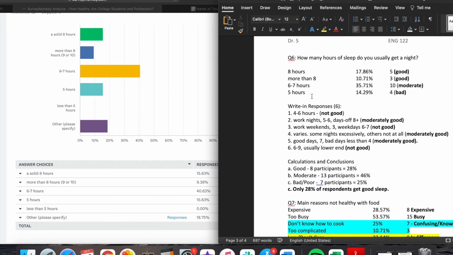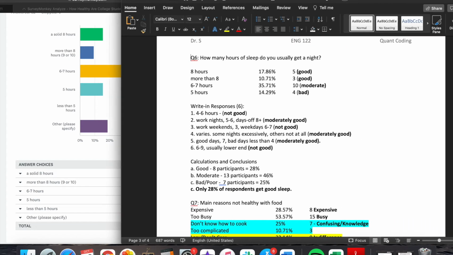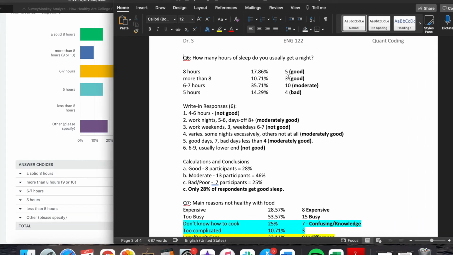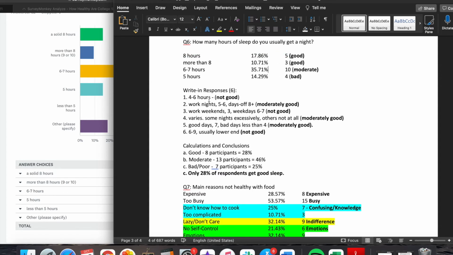So I wrote the answer choices right here. I had, again, only 1, 2, 3, 4, because no one put less than 8 hours, or no one put less than 5 hours. So you just put the ones that you actually have participants in. And then SurveyMonkey gives me this, right? The answer choice, the percentage, and the number of participants. And then I had to copy and paste my write-in answers.